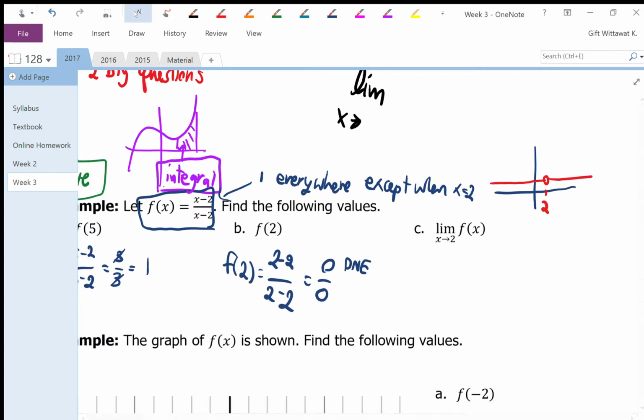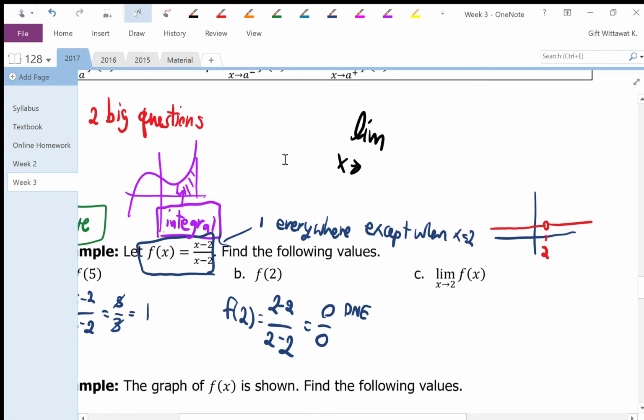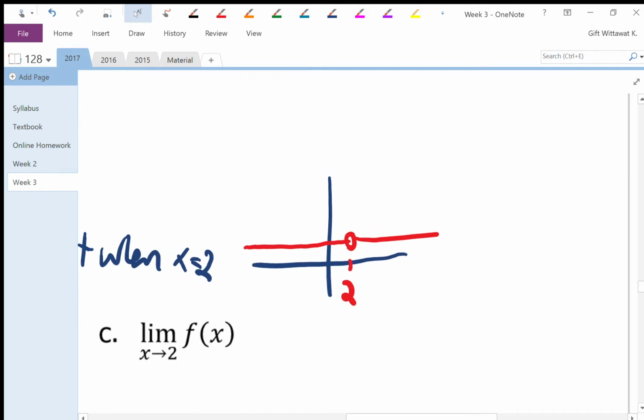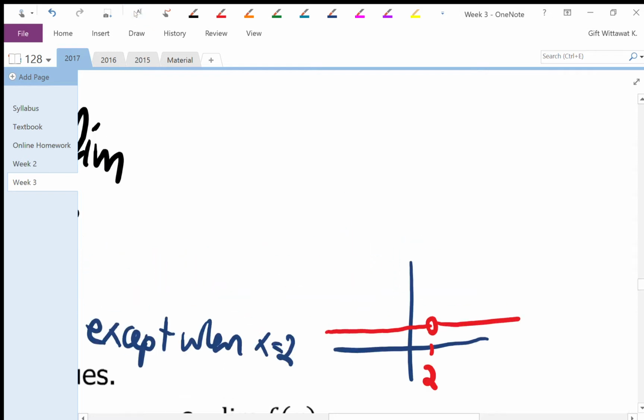Well, someone has found a way to deal with this, and that is to use what we call the limit. The idea behind the limit is this. If you look at my function here, sure, it exists everywhere except 2, so I cannot talk about f of 2 because it's not defined. However, if you look close enough, the function is 1 everywhere, so why don't we somehow say that f of 2 is equal to 1? That somehow thing is called the limit.